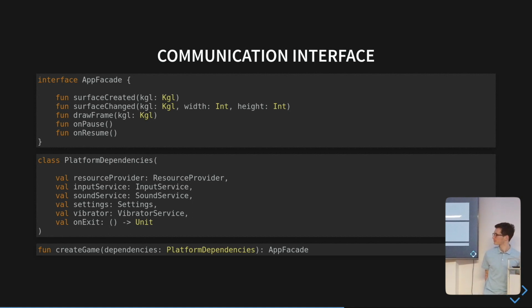And this second class defines all the dependencies that the game library actually needs to run. And well, let's go through them one by one. So the first is resource provider.